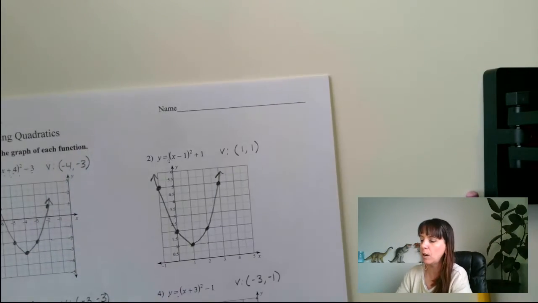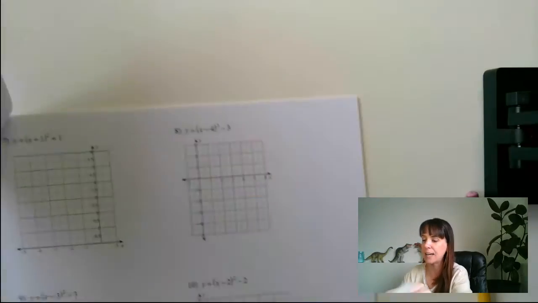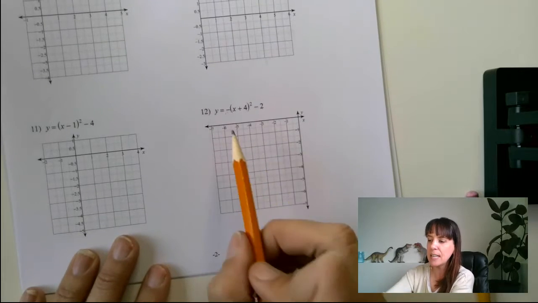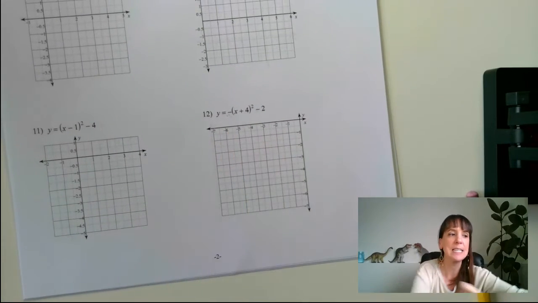So now that you've seen the difference of these two guys, let's talk about how that A is going to affect things when it's in vertex form. First things first, that negative sign just means that it's opening downward.